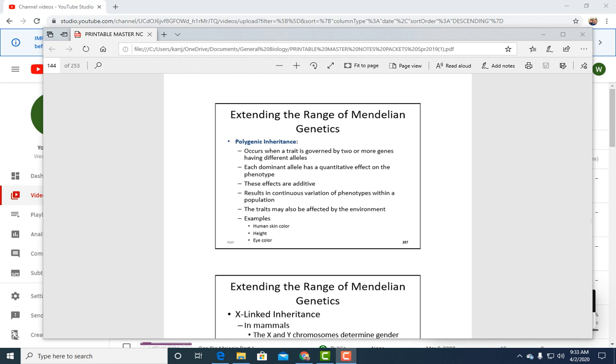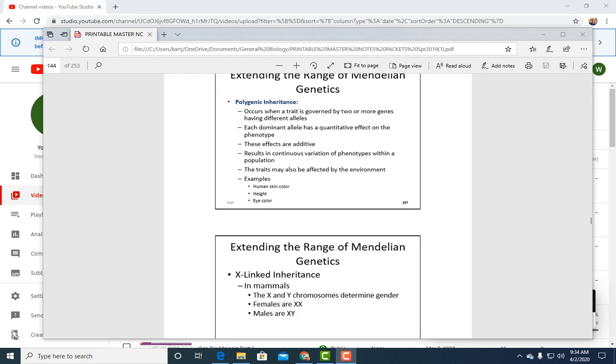Height. We see parents of a certain height, and they have 6 children, like myself, that are varying in height. So a lot of differences in height, because those genes for height are across different chromosomes and have many alleles. Eye color is another example of polygenic inheritance. Poly meaning many genes control these characteristics or traits.